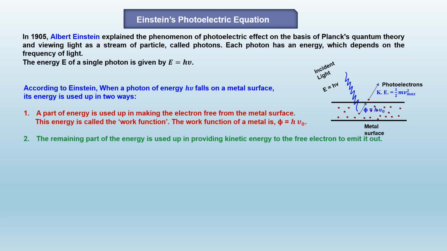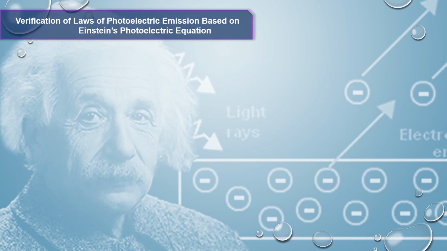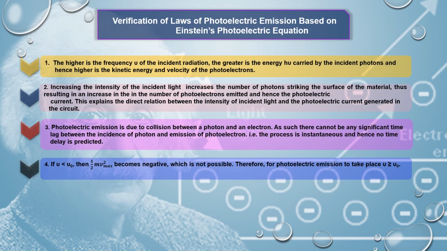So, when a photon of energy h nu falls on the metal surface, its energy is used in two ways. First, a part of its energy is used in making the electron free from the metal surface. This energy is called the work function. The work function of a metal is given by phi is equal to h nu naught, and the remaining part of the energy appears in the form of kinetic energy of photoelectrons. So, energy of photon is equal to work function plus kinetic energy of electron, that is h nu is equal to h nu naught plus half m v squared. This is the Einstein photoelectric equation. Based on Einstein photoelectric equation, all the laws of photoelectric emission have been successfully verified.